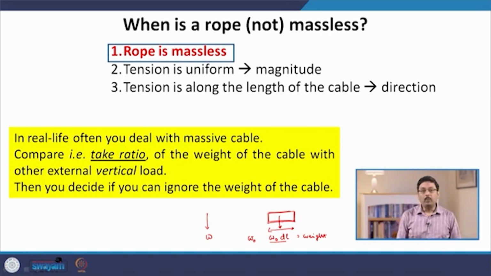Now compare these two forces, the external vertical force and the weight of the rope. When I say compare, there are two ways to compare: either take the difference or take the ratio. In this case, take the ratio.